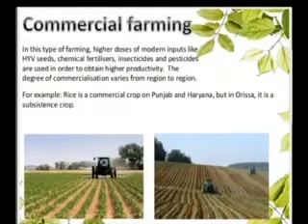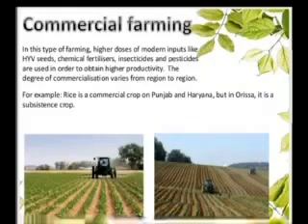What is commercial farming? In this type of farming, higher doses of modern inputs like HYV seeds, chemical fertilizers, insecticides, and pesticides are used in order to obtain higher productivity. The degree of commercialization varies from region to region. For example, rice is a commercial crop in Punjab and Haryana, but in Orissa it is a subsistence crop.